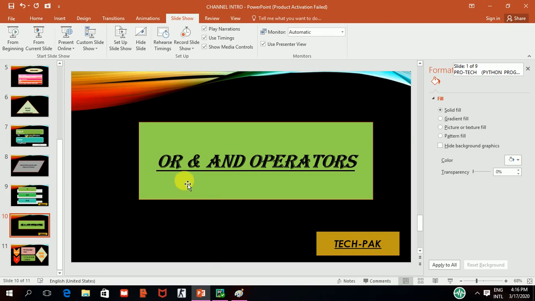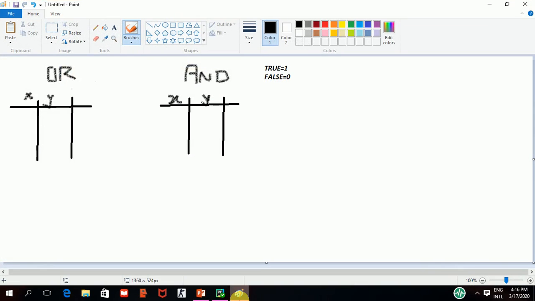Here I will tell you about the OR and AND operators. I have already written them out. In a computer, you know very well that true stands for 1 and false stands for 0. Computers work only upon these two digits, 1 and 0. So what are the OR and AND operations? Basically X and Y are representing two conditions in both of these tables.